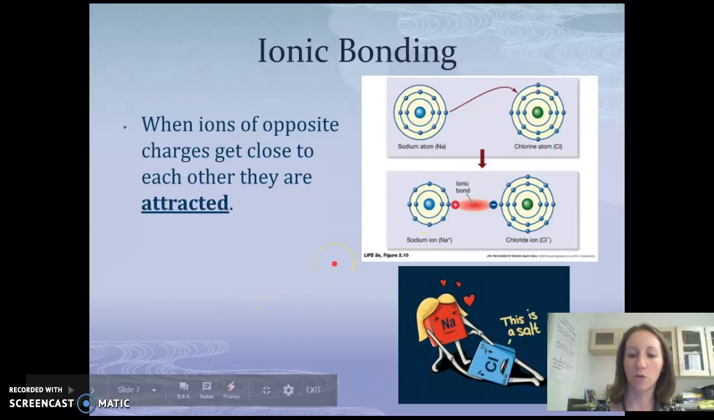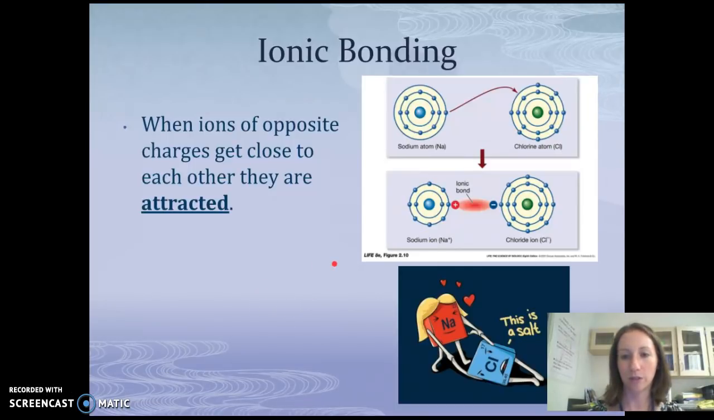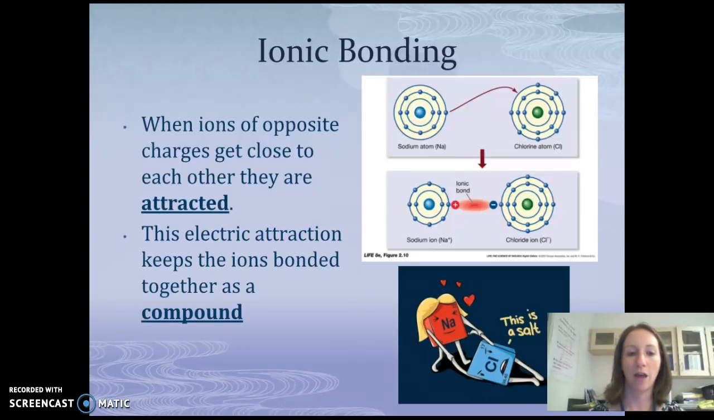It has to start with an electron transfer of some type. One becomes a positive ion, the other becomes a negative, and they form an attraction. They form a compound for that reason. And sodium is a really good example. Sodium chloride is a good example of that, table salt.